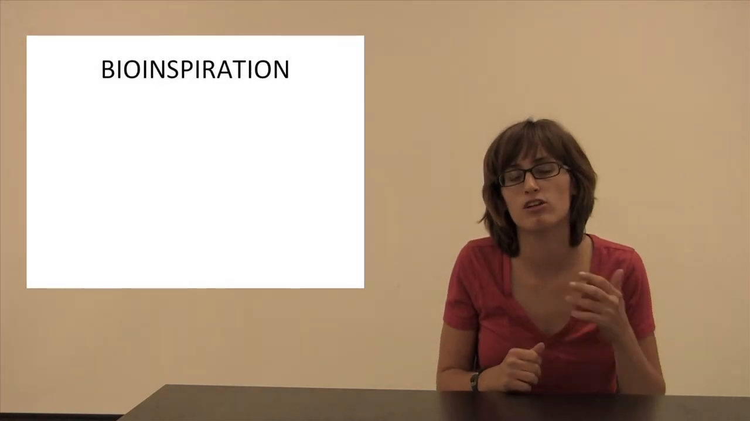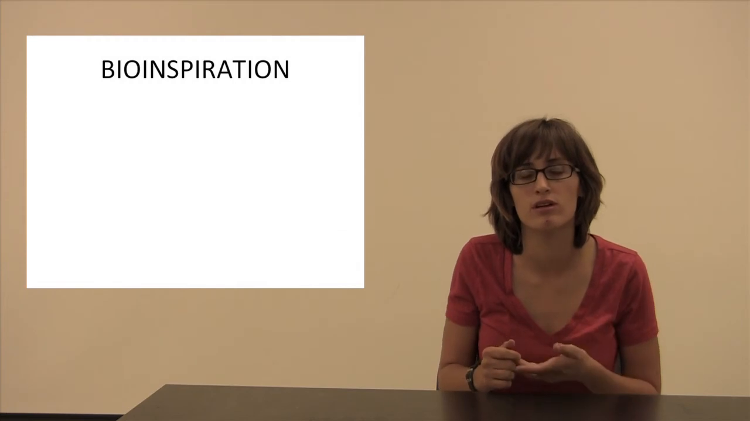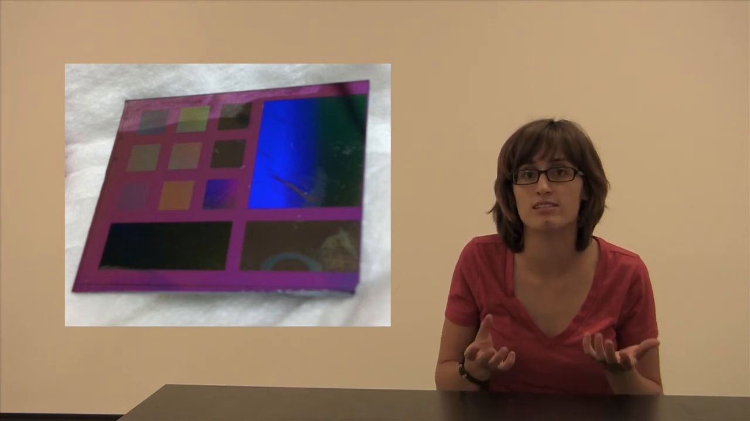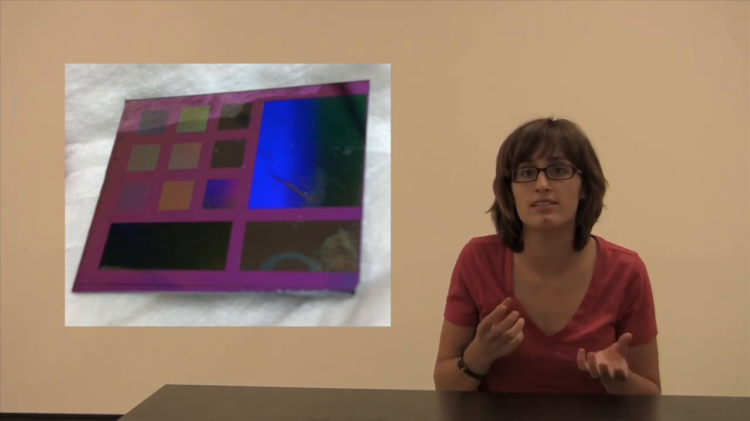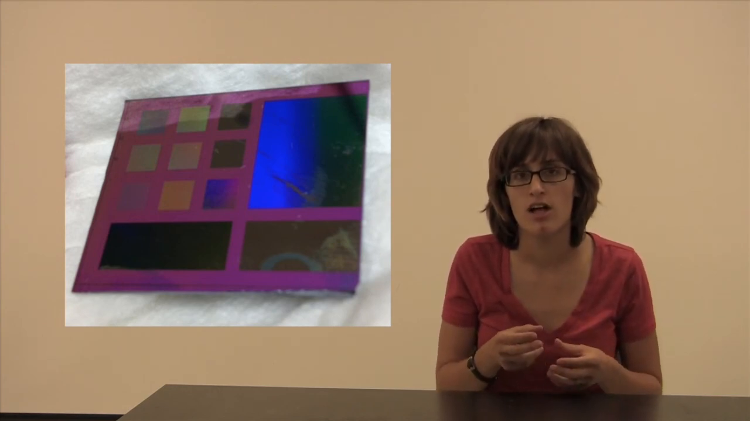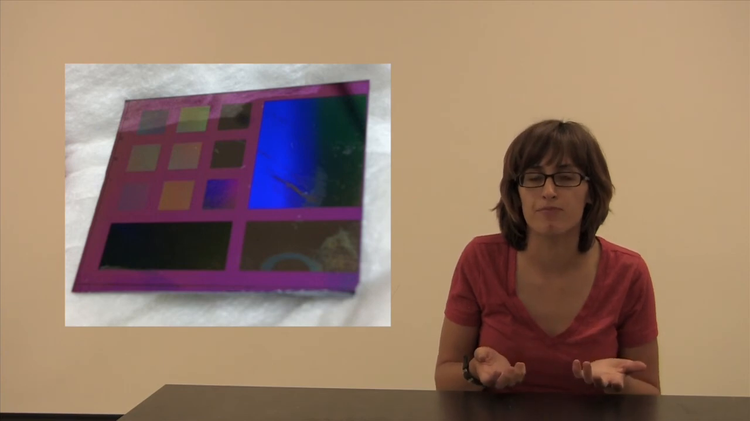Part 3, bioinspiration. Engineers are currently able to fabricate their own nanostructures which can create their own iridescence. Check out the chip in front of you and turn it side to side. Can you see the iridescence in the chip? The iridescence in this chip is caused from tiny structures that are either printed or etched onto the material.